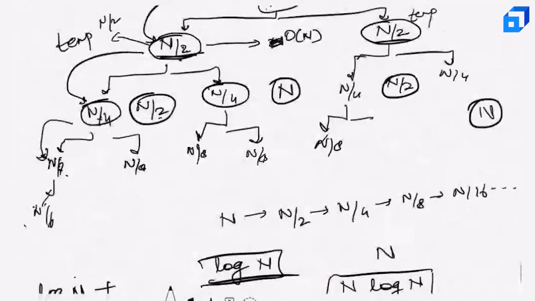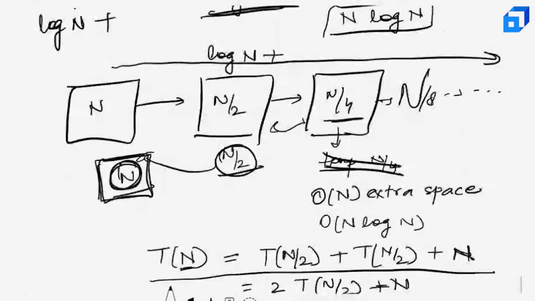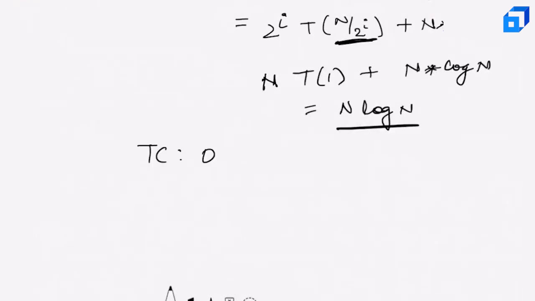Because in the recursion tree, there are log n levels. On every level, I'm using order n time. So time complexity becomes order of n log n. Space complexity becomes order of n.